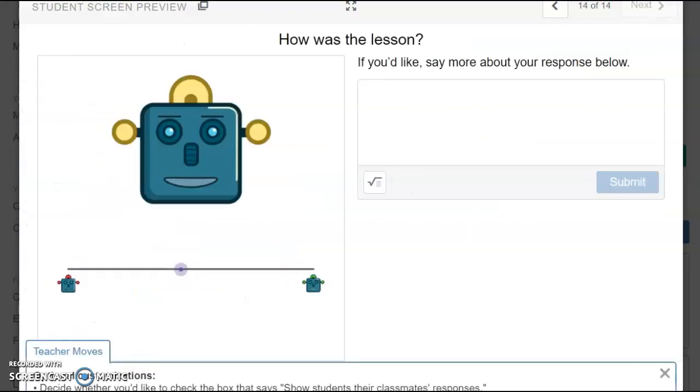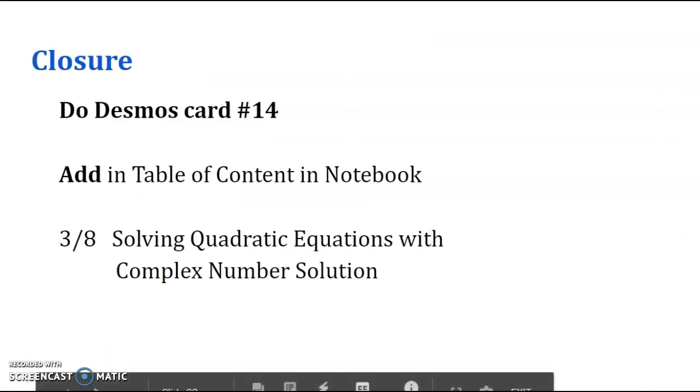Okay, then finally you have to reflect on today's lesson and just move the robot as to how you feel about today's lesson. And that is it for today.